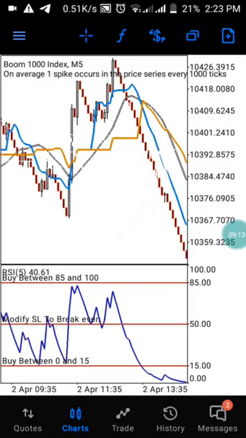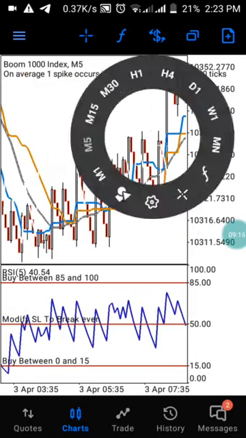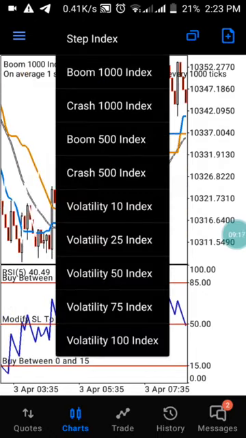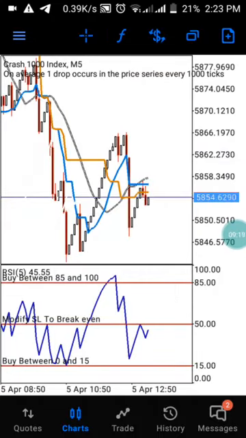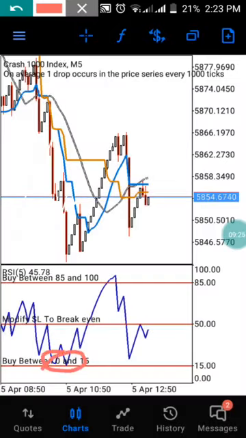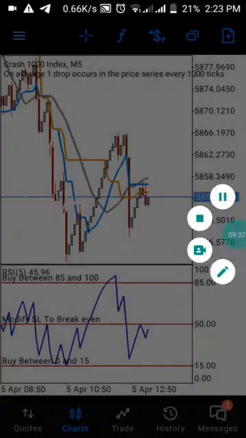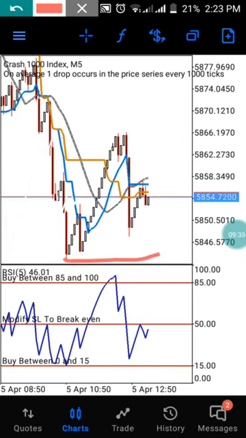So let's check what is happening in Crash 1000. The same principle is what you are going to be applying in Crash 1000. The first thing is to identify your 15 level. When you identify your 15 level, then look for the entry at that particular spot. Your stop loss is going to be on this particular line. That means when the trade moves down to your stop loss, it's going to close for you in order to save your account and have a better trade.